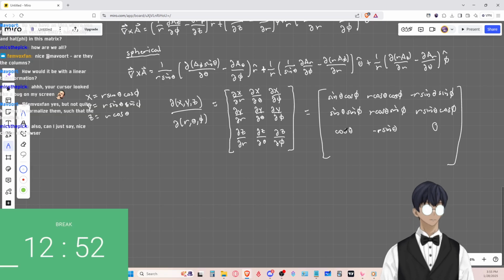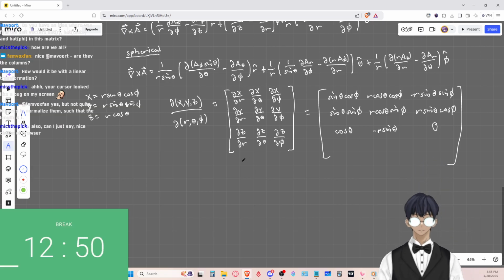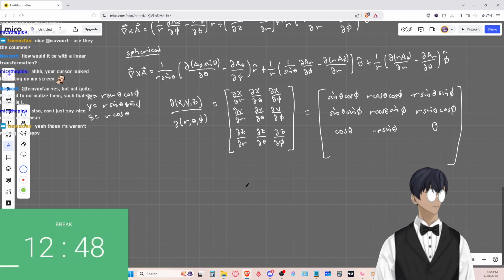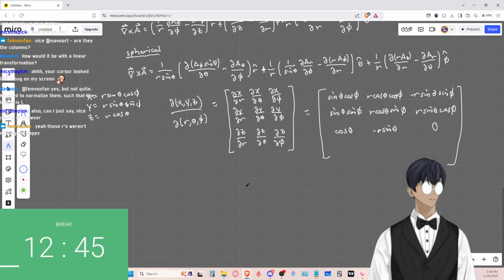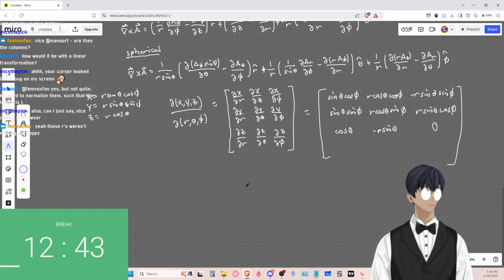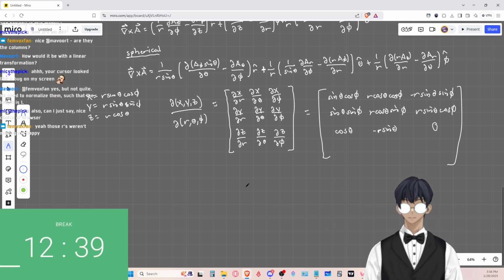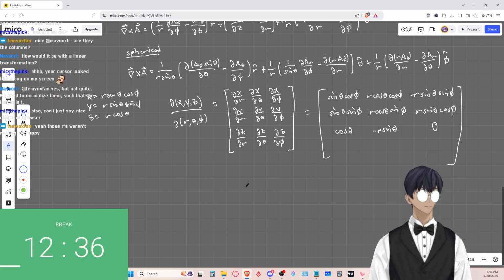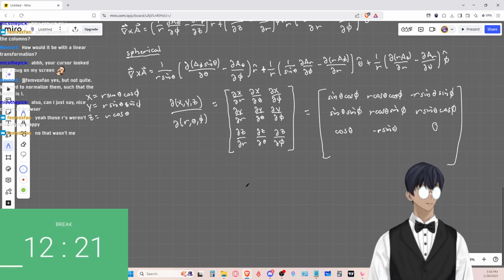My cursor looks like a little bug. Yeah, because it's supposed to look like a pencil. I think you recommended this to me. Was it you, Femvox fan, to recommend me to use the browser application Mito for writing, because I'm actually using it? I don't know who it was in the chat that recommended me this browser application. No, it wasn't you? Okay. My bad.